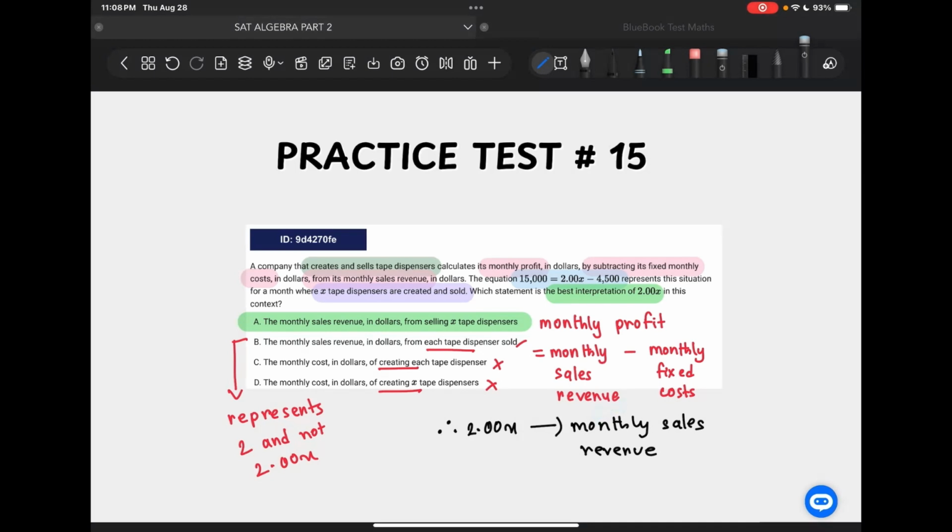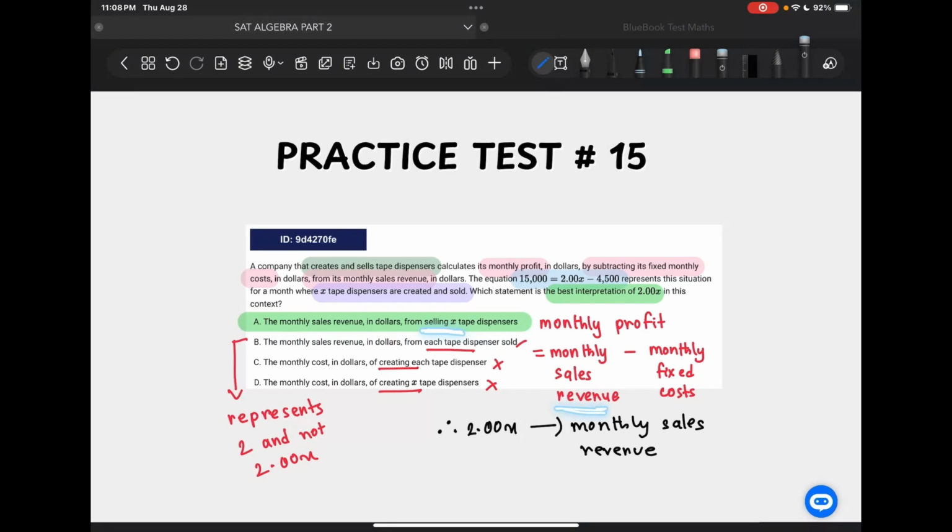Option A, the monthly sales revenue in dollars for selling x tape dispensers. Okay, so option A is exactly what you're looking for. So 2x is basically the monthly sales revenue in dollars for selling x tape dispensers. And so this is the correct one. And just know one thing, they're selling it, okay?